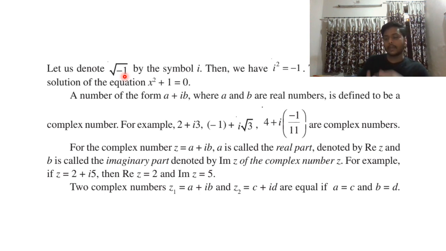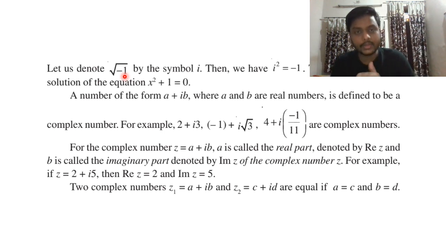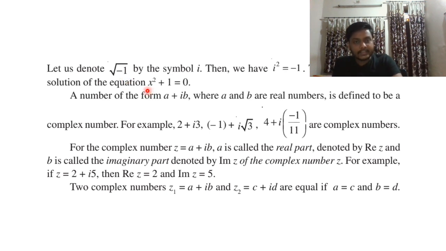Now 3 by 2 is neither my natural number, nor my whole number, nor my integer. That is why we introduce a new form, that is rational number, because this 3 by 2 is a rational number. Similarly, if I talk about equations like x square plus 1 equal to 0, that you can see over here, can you solve it using your real numbers? When you talk about this equation x square plus 1 equal to 0, what are you going to do?